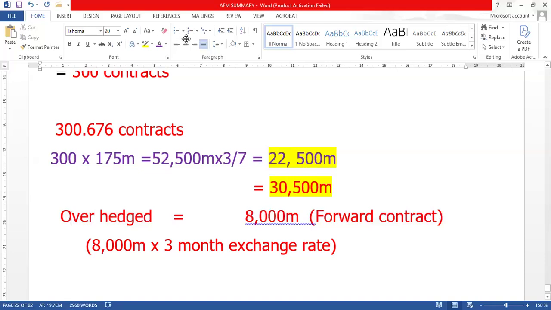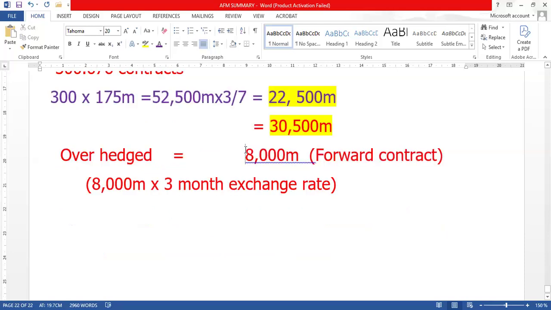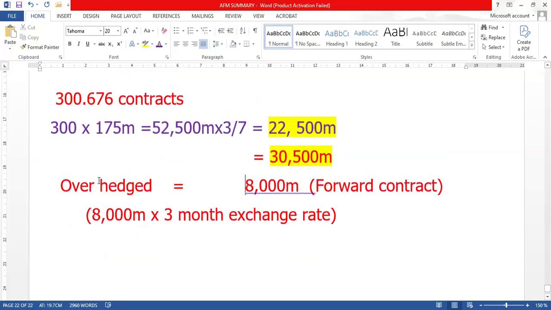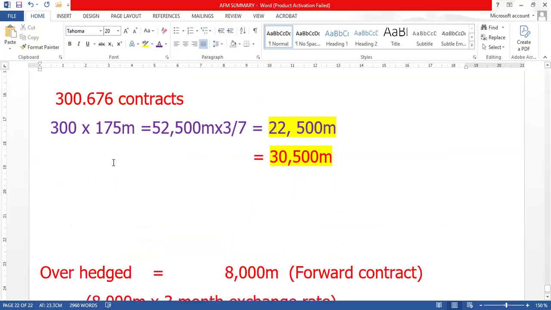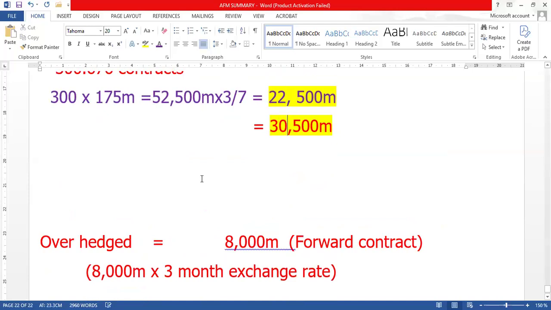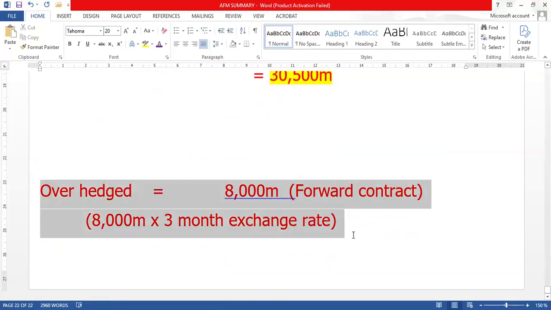It has not been examined in CPA papers, but I saw it in ACCA advanced financial management papers. So you may find that there is part B where the examiner is saying that you hedge the remaining balance using forward contract. So that's how you will handle it. You focus on the difference between these two and hedge it using forward contract.